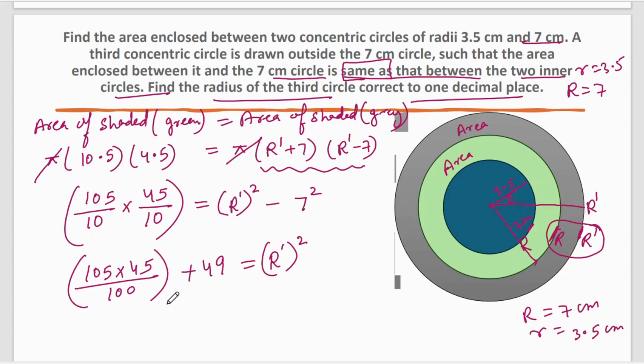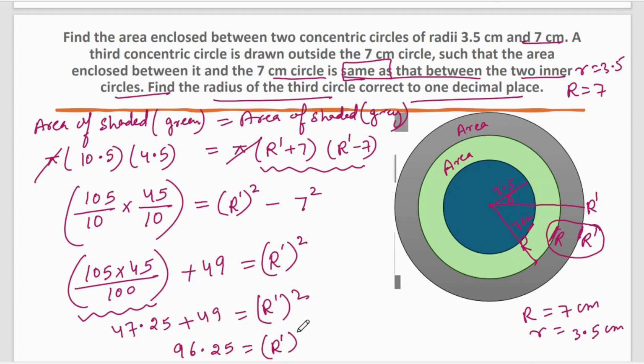Now let me calculate this. Just calculate in your notebook and tell me what is the value of R1 dash whole square. If you calculate this, you will get 47.25, and plus 49 equal to R1 dash whole square. So if you calculate this, the total will be 96.25 equal to R1 dash whole square.